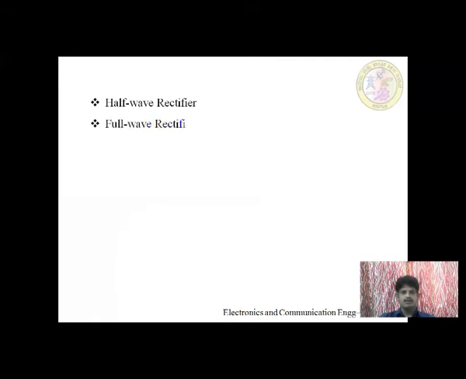Next, we have learned about the full wave rectifier. In this, the output is present for the full wave of the input signal. That is why it is called a full wave rectifier. It may have 2 diodes or 4 diodes based on the circuits. So in the full wave rectifier, we have two types. One is the full wave center tapped rectifier. One more is the full wave bridge rectifier.